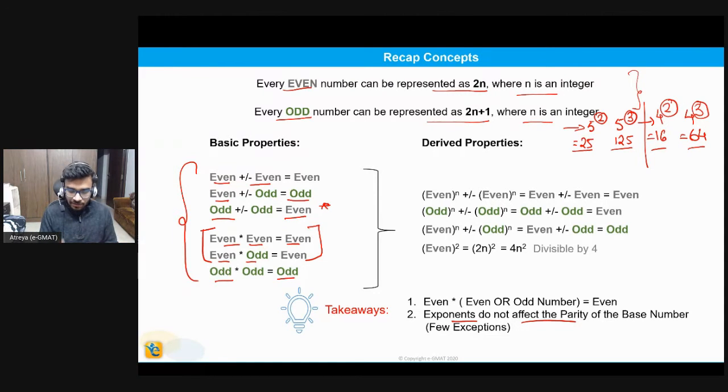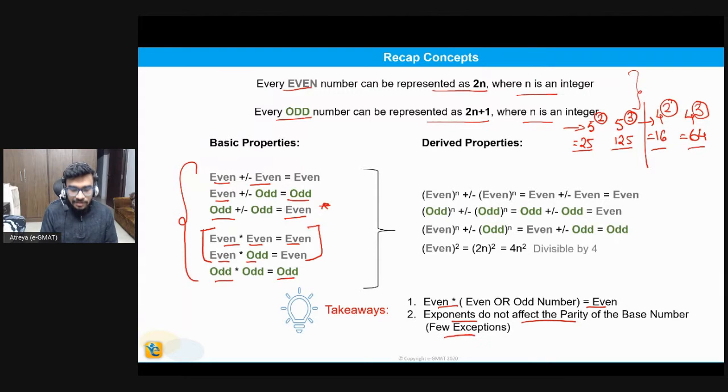It won't change. First, there are a few exceptions though. We'll talk about that, and then the next thing is if you multiply an even number with any of even or odd, the product is always an even number. And lastly, even numbers, when I have them in my expressions, they do not affect my expression, so I can easily not consider them and move ahead with the next part of the expression.